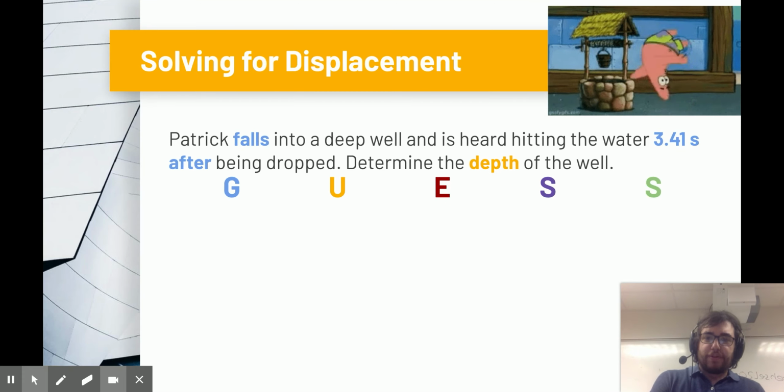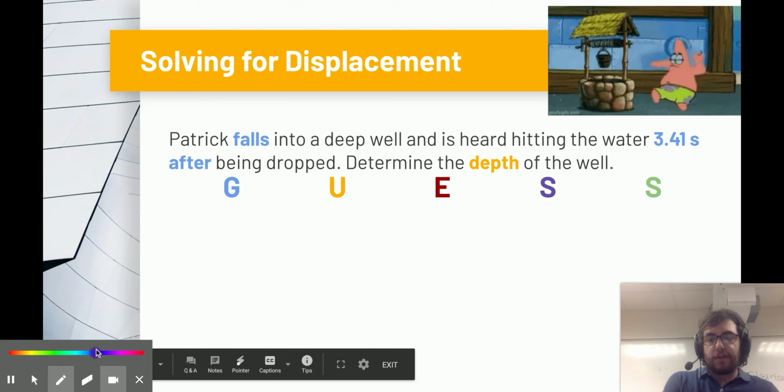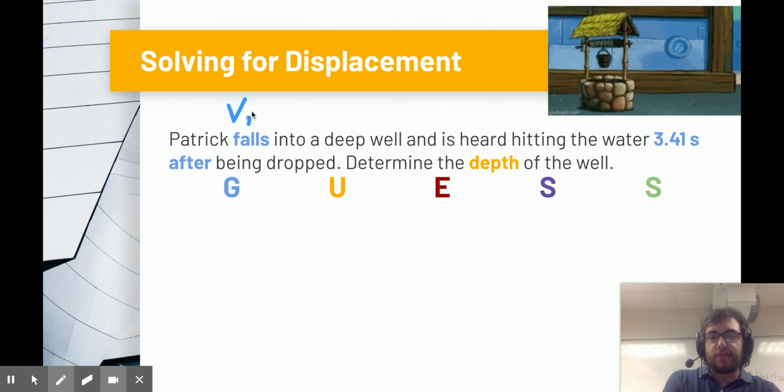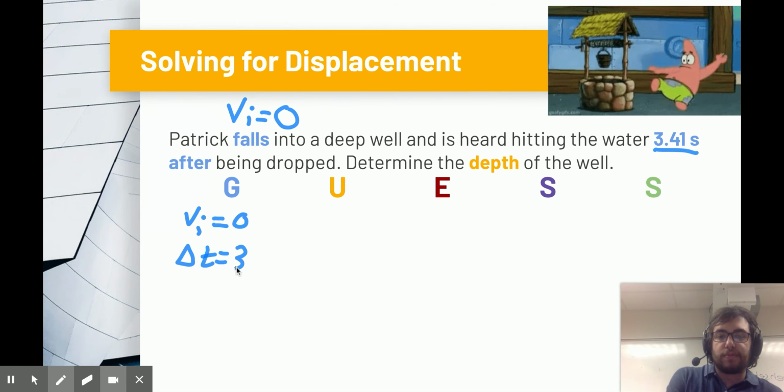Okay, let's go through a couple practice problems just to refresh your memory. So, if something falls or is dropped, we can always assume Vi is equal to 0. So that's great information to have. And it is heard hitting the well 3.41 seconds after being dropped. So that tells us the amount of time it took to reach the ground. So 3.41 seconds. Determine the depth of the well.